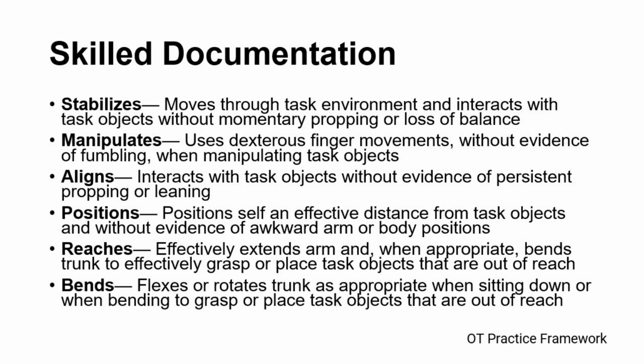Manipulates: uses dexterous finger movements without evidence of fumbling when manipulating task objects. Aligns: interacting with task objects without evidence of persistent propping or leaning. Positions: positions self at an effective distance from task objects and without evidence of awkward arm or body positions. Reaches: effectively extends arms and, when appropriate, bends the trunk to effectively grasp or place task objects that are out of reach. Bends: flexes or rotates trunk as appropriate when sitting down or when bending to grasp or place task objects that are out of reach.